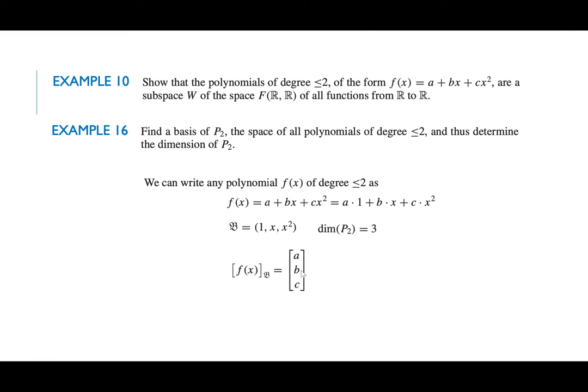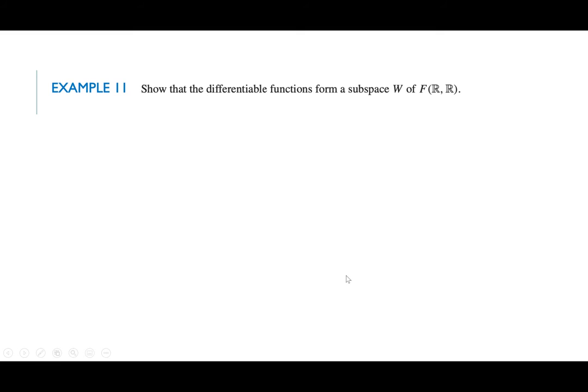Anyhow, b is the coefficient on x, and c is the coefficient on x squared. All right, let's move on from this slide. All right, example 11.